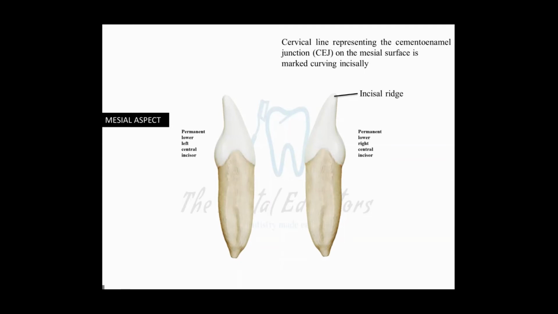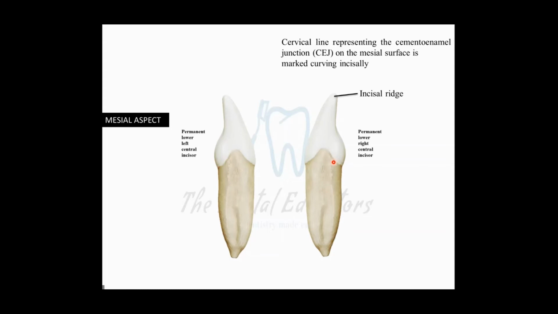Now furthermore, when you see the cervical line curvature on the mesial aspect, the cervical line represents the cemento-enamel junction on the mesial surface. It's marked incisally. If you appreciate the cemento-enamel junction and the cervical line on the mesial aspect, the curvature is towards the incisal aspect. So you can see this is the curvature which you can appreciate, it is more towards the incisal aspect for both of the mandibular central incisors.